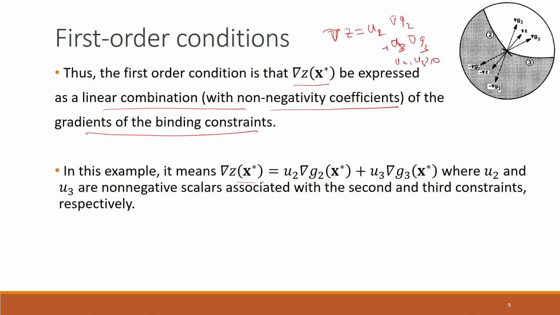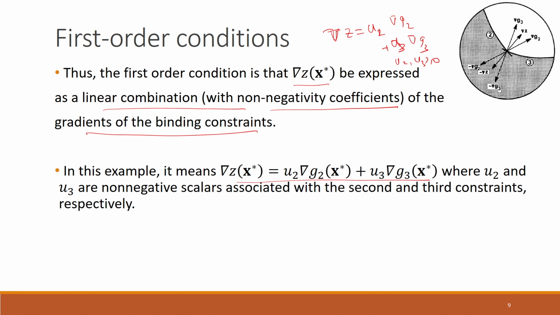So, this is this condition that I mentioned. The important thing here is that u2 and u3 both have to be non-negative, because only then does it mean that we are looking at this kind of scenario where the gradient of z will be lying between them. If one of them is allowed to be negative, then the gradient of z need not be lying in between these gradient of g3 and gradient of g2.